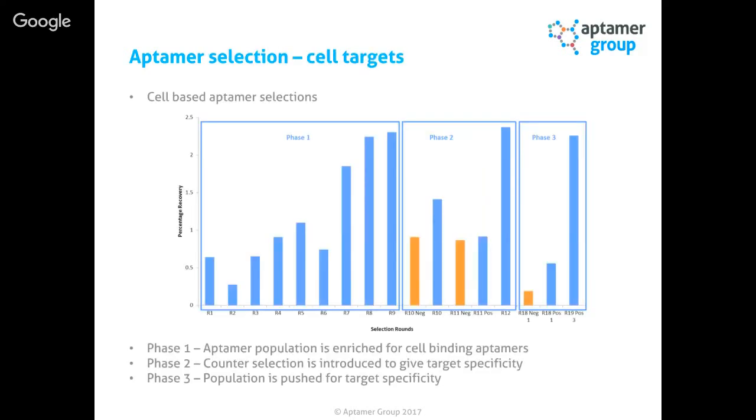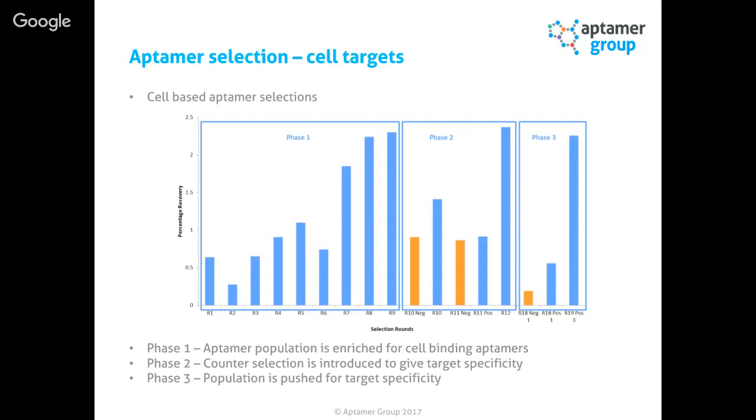And then briefly to mention cell-based targets, the process is pretty similar. So we actually break a cell selection down into 3 phases. Phase 1 is really looking for enrichment of a population of aptamers that bind to a cell in general. Phase 2 is then when we would introduce a counter selection. So in the example here, we were looking for cancer-specific aptamers.